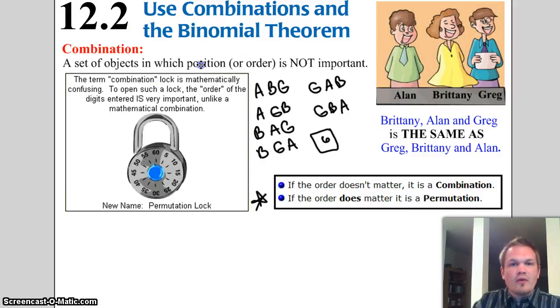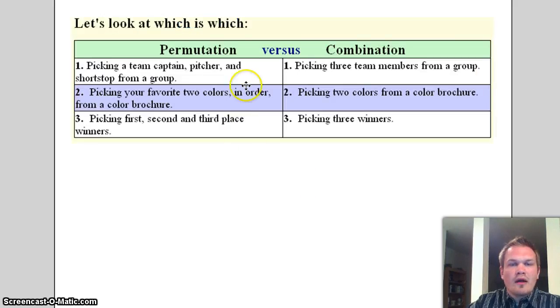However, today we're going to be looking at how order does not matter. If order doesn't matter, Brittany, Alan, and Greg is the same thing as Greg, Brittany, and Alan. Whereas last time we were talking about permutations, today, when order does not matter, we're going to learn a new formula. Now, some things to look at. Permutation versus combination examples can be very confusing, so here are a few of those examples.